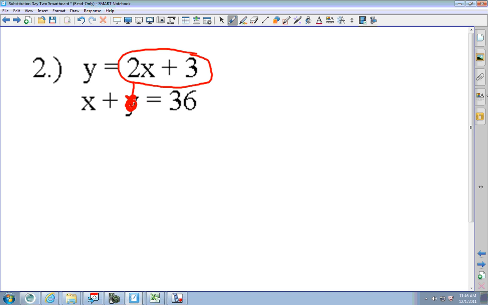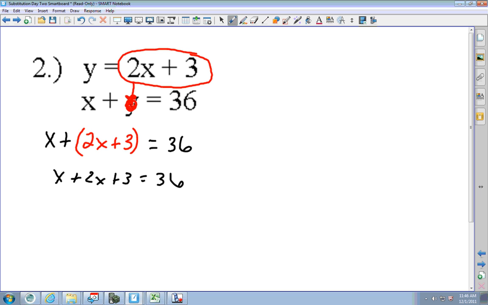So right here, I've got x plus, instead of y, 2x plus 3 equals 36. Okay? So I have x plus 2x plus 3 equals 36. Now I need to combine my x's. How many x's do I have right here? I have 1x and 2x, which is 3x plus 3, and that equals 36.